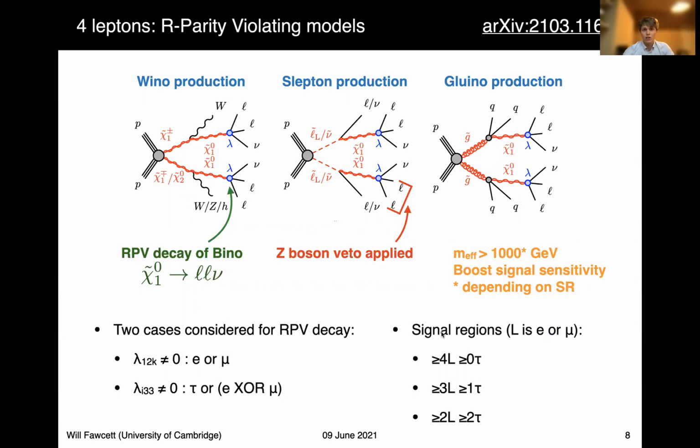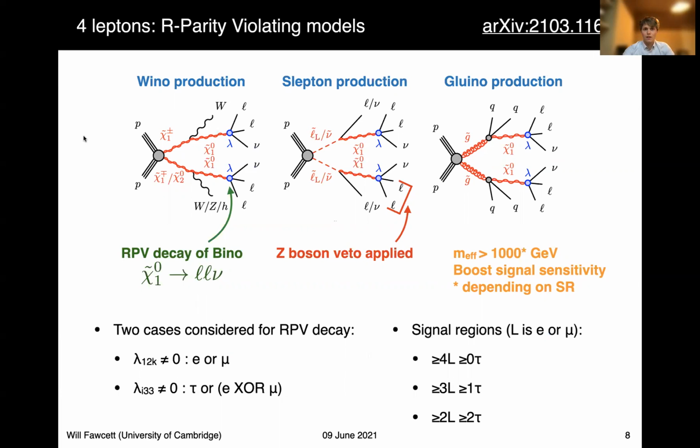Here we target the bino. However, the pure bino production cross-section at the LHC is very small. And so to get around this problem, we consider other production processes, such as wino production, slepton production, and gluino production.